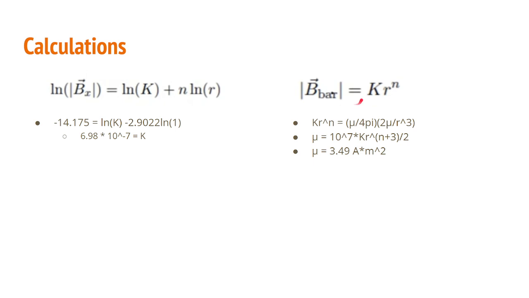Same thing for this case where B bar is equal to k r^n, and we know that k r^n is equal to the constant times 2 times the magnetic dipole divided by r cubed. When you just do the algebra and solve for the magnetic dipole, we get that the constant times k r^(2n+3) divided by 2 is equal to the moment. Therefore, the moment is equal to 3.49 A times m squared.